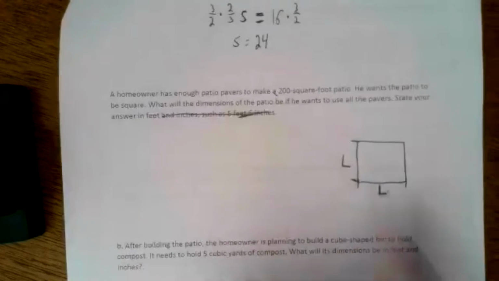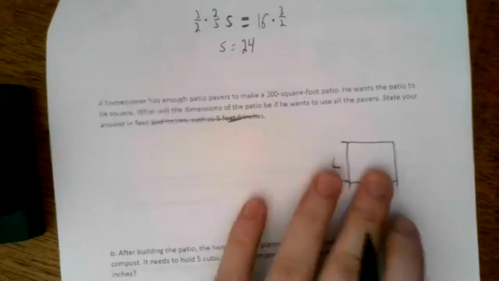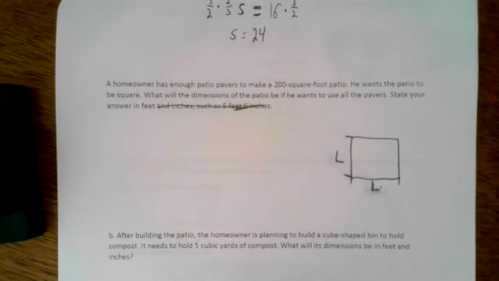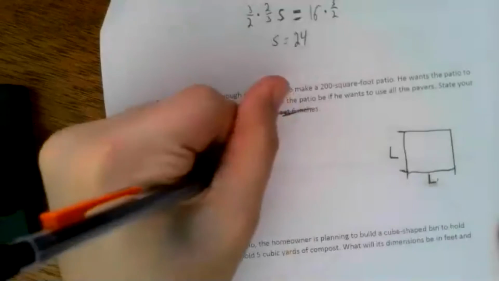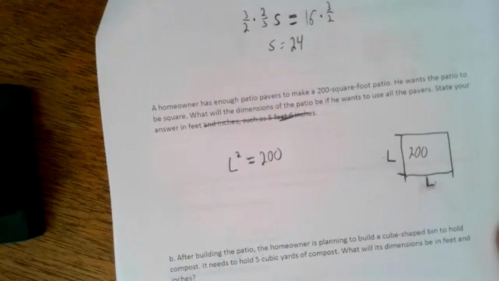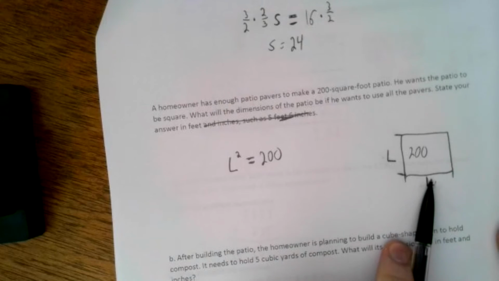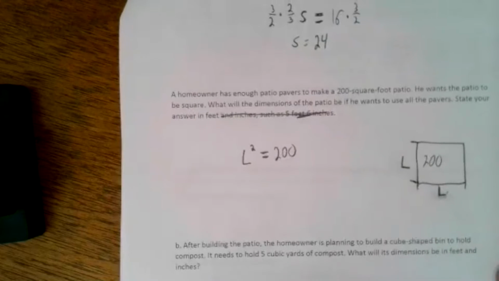And what's the area of this square? L times L is L squared, right? So that's what my variable is going to be. So L squared. And what's that equal to? 200, exactly. So the area of my patio is 200 square feet. And that's equal to L times L, or L squared. Yep, so we just built our equation, right?